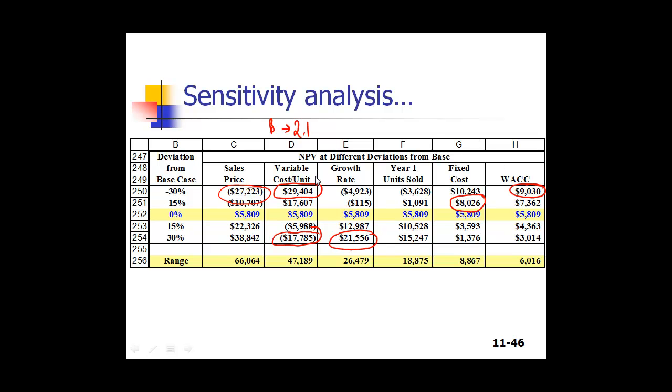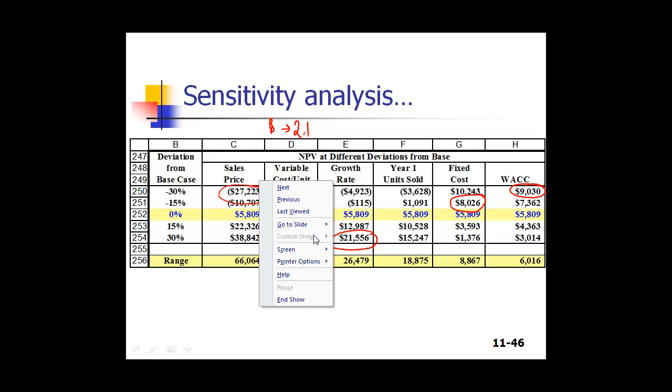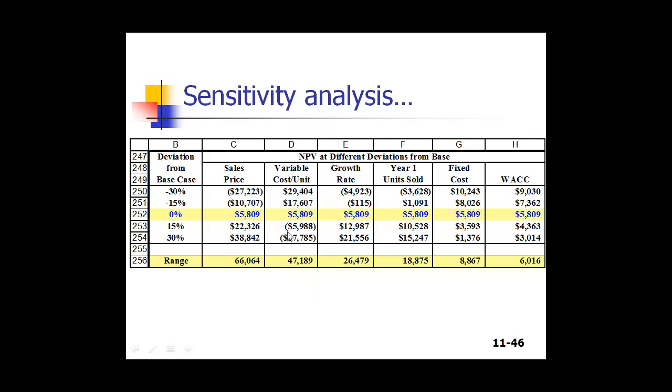Let me just make sure everybody is on the same page. What's going on here is a given number that you see, such as this number 9030. Remember, we are doing sensitivity analysis. In sensitivity analysis only one variable changes.